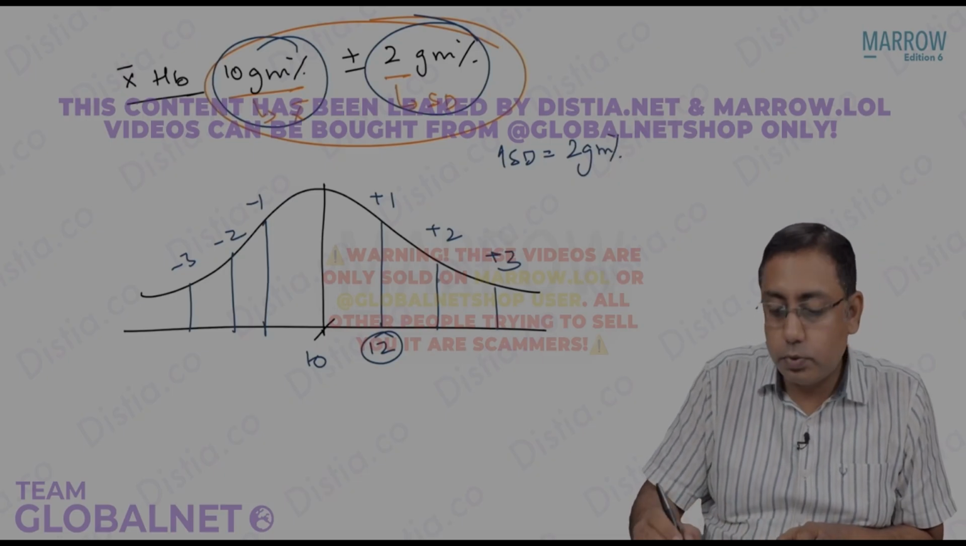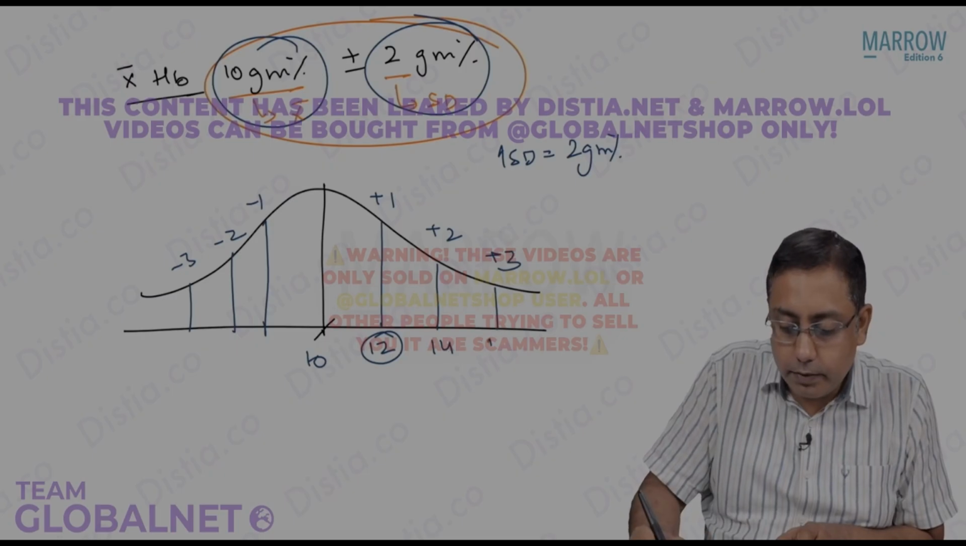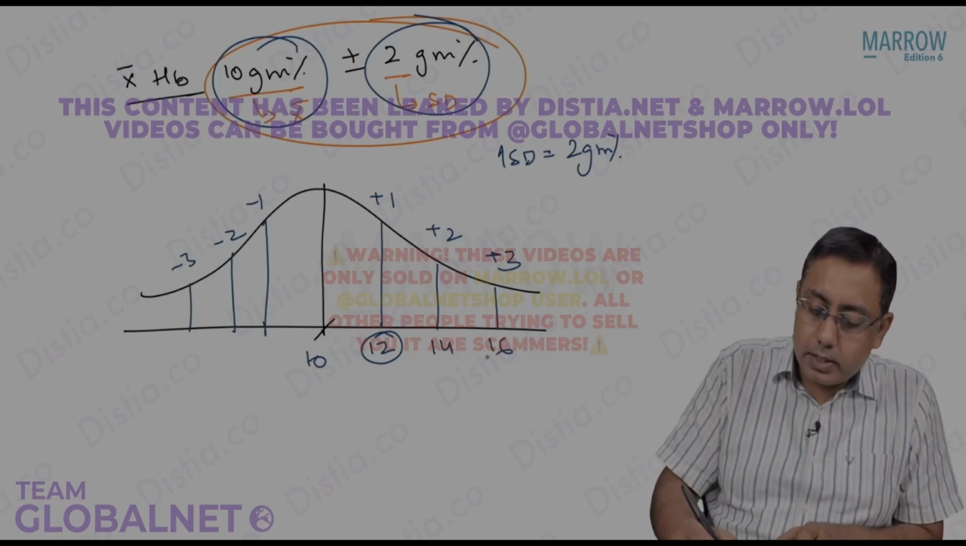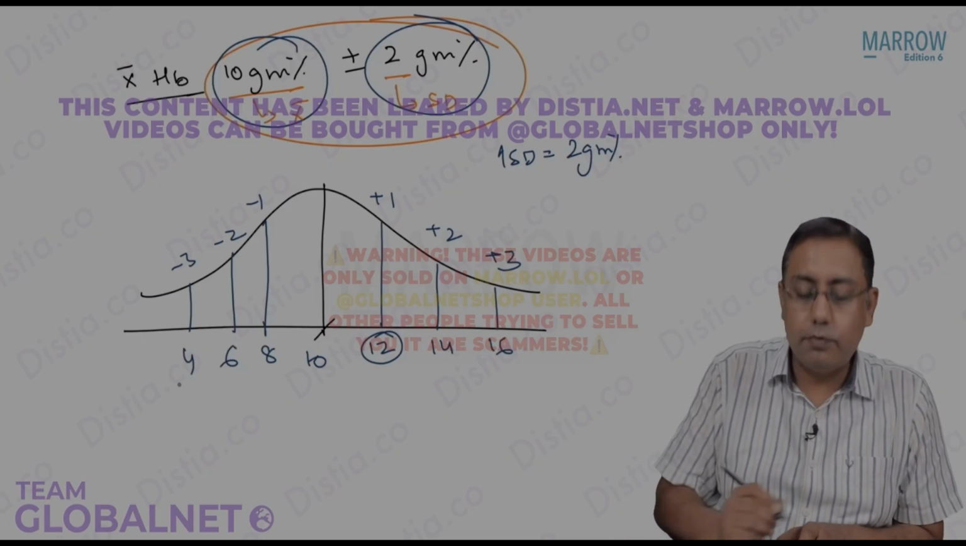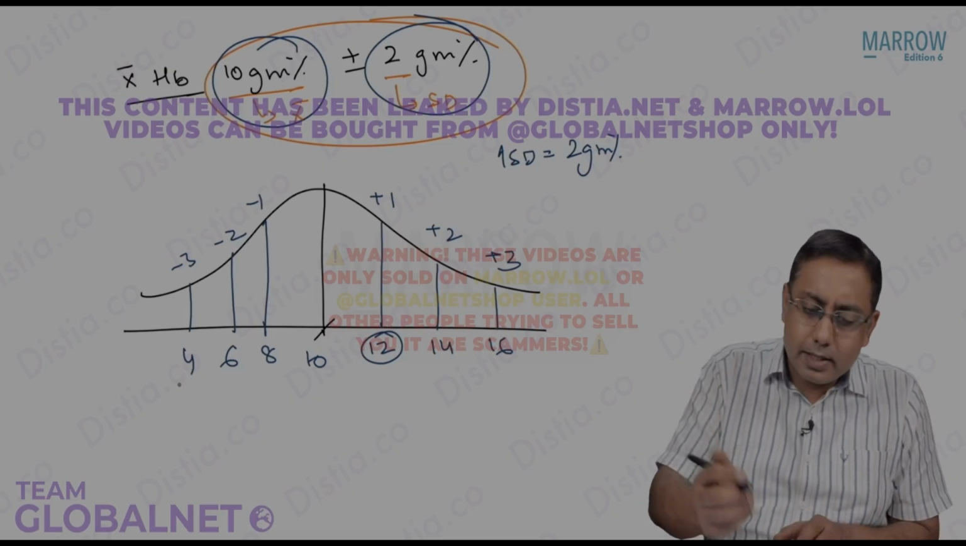So what will you write at plus 2 SD? That will be 14, plus 3 SD will be 16. Minus 1 SD will be 8, then 6, then 4. Are we comfortable with this?